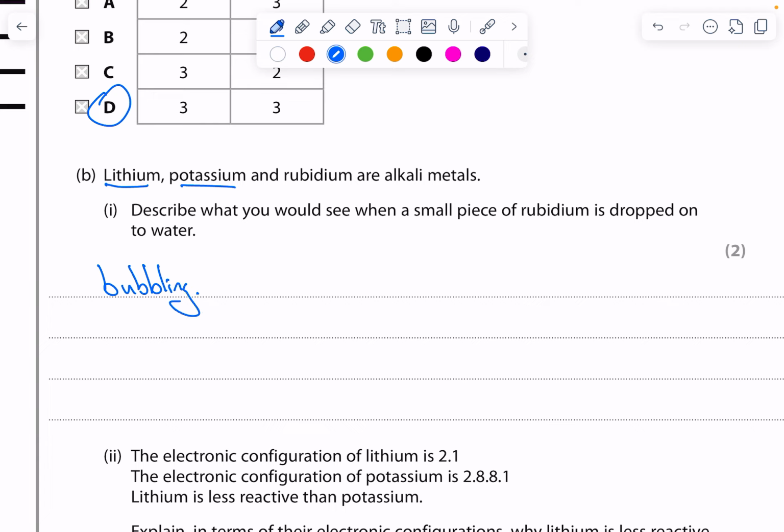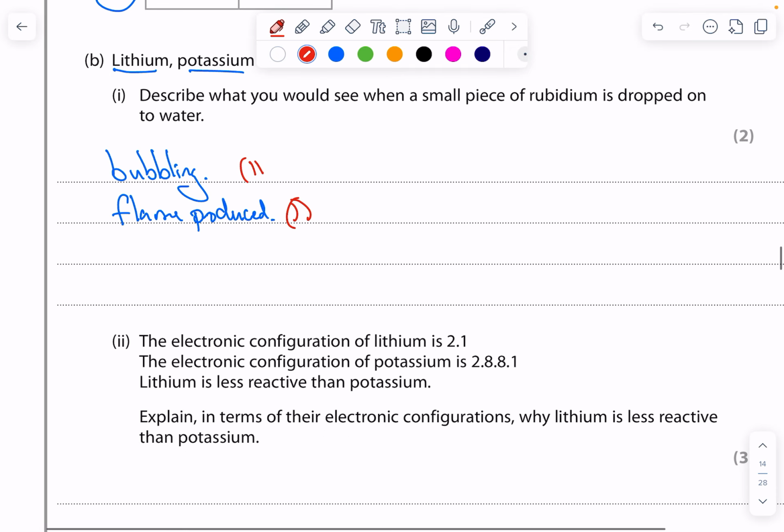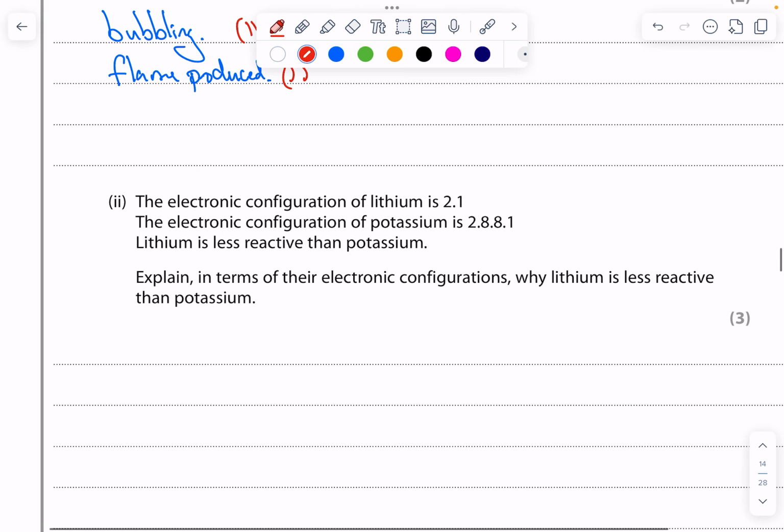the metal will start to bubble. You get bubbles forming. You would get a flame produced because as they get more reactive, they're able to ignite the gas that is being produced. You've only got to get 2, so that's probably 1 there and 1 there. There are other things you could have said. It gets smaller. It would float around on the surface and move quickly on the surface.